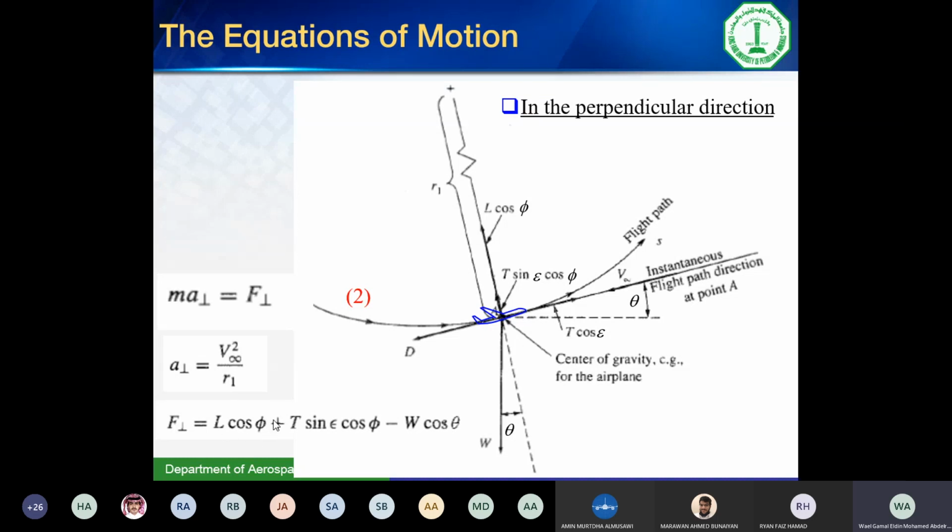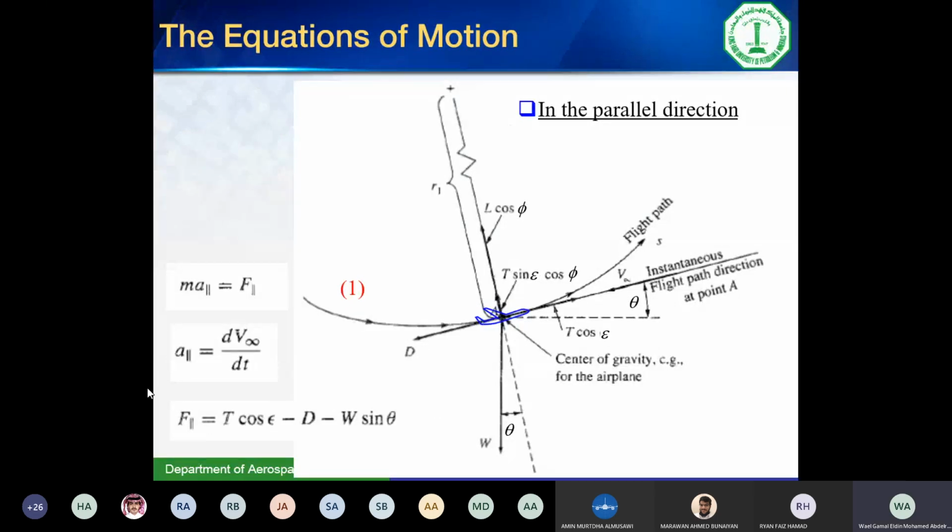What about the angles? Cosine 0 is 1, but the sine is 0. So this term cancels and you will end up with L times 1 minus W times 1 is equal to 0. That means lift is equal to weight. And if I go to equation number 1, straight and level flight, no acceleration, this term is 0. So it's T times 1 minus D is equal to 0 because the sine is 0. So thrust is equal to drag.